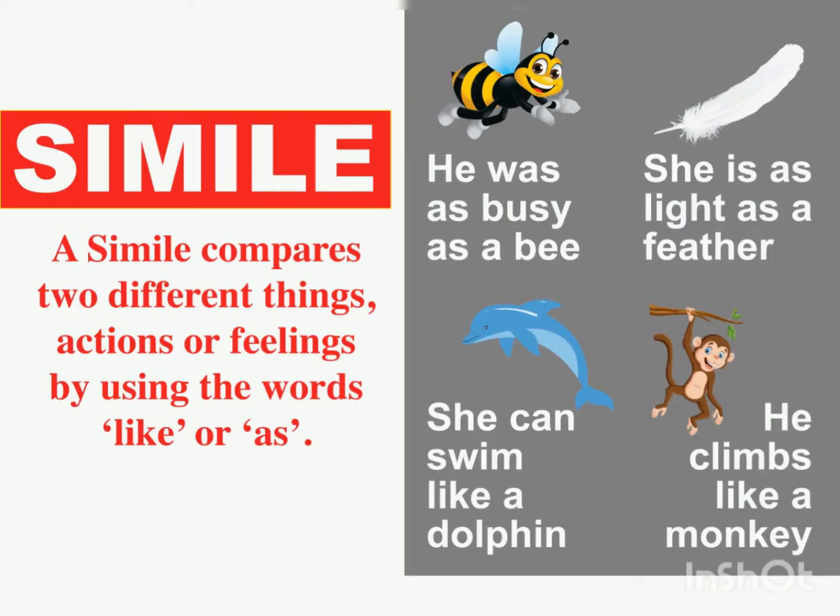A simile compares two different things, actions, or feelings by using the words like or as. You might have heard it when you were kids. The baby is as soft as snow. He runs as fast as a cheetah. Some more examples are, he was as busy as a bee. So the person, his busyness, is compared to a bee. She is as light as a feather. She can swim like a dolphin. Her swimming is being compared to a dolphin. He climbs like a monkey, etc.